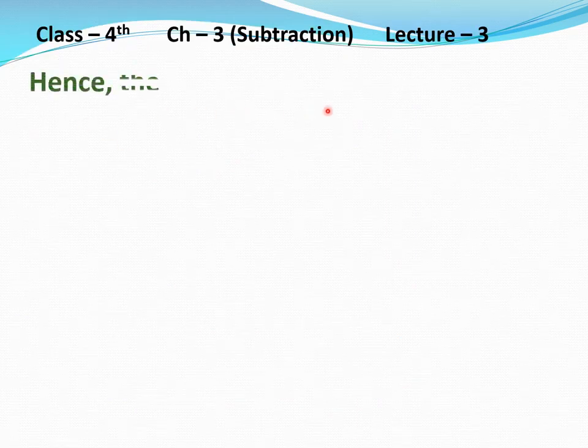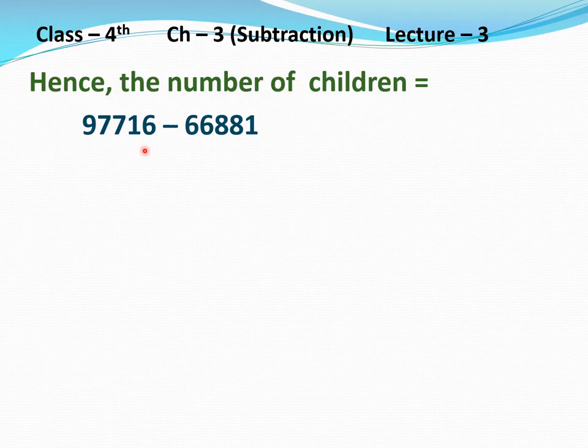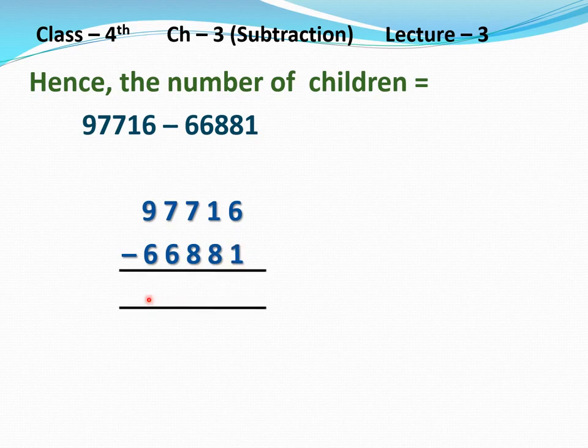Hence, the number of children equal to 97,716 minus 66,881, which means total population minus total number of old people, young men and young women. Clear? Write down 97,716 minus 66,881. Now subtract this. 6 minus 1, 5. Write 5 here. Now see, 1 minus 8, it is not possible.